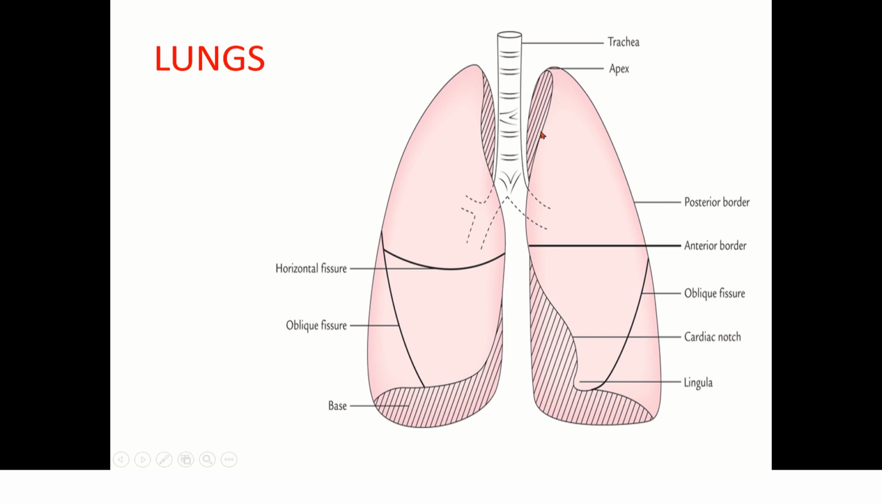So this is the apex. This will be the sharp anterior margin. So if you observe on the left side, the anterior border presents a cardiac notch, and this will be the base. This will be the inferior border. This will be the costal surface. This part will be the medial surface, and this will be the inferior surface or base or diaphragmatic surface. Posterior border is not visible here. It will be behind. It will be rounded.